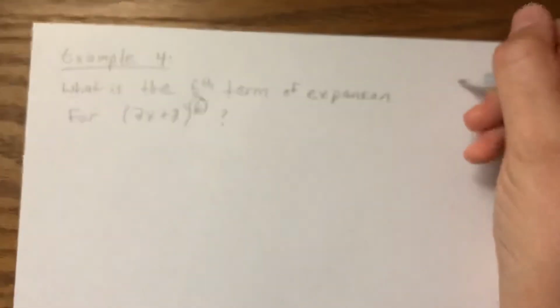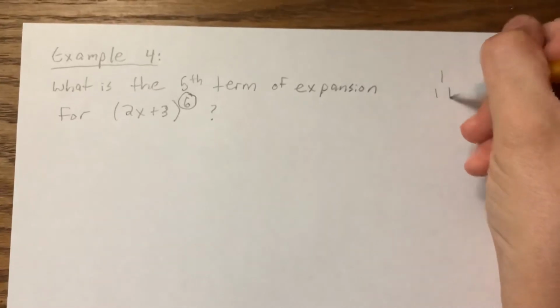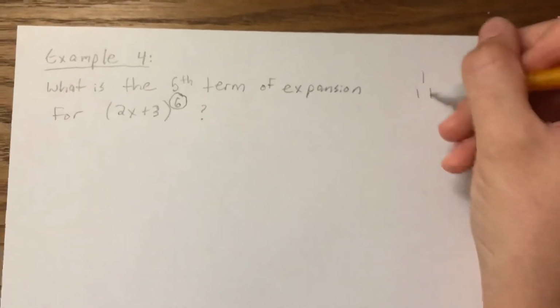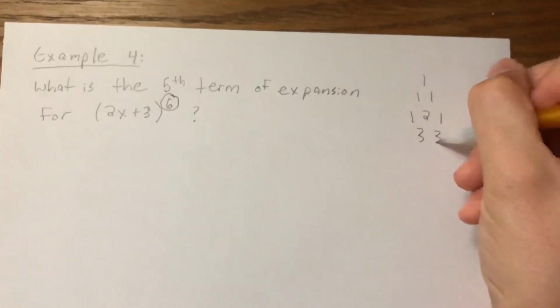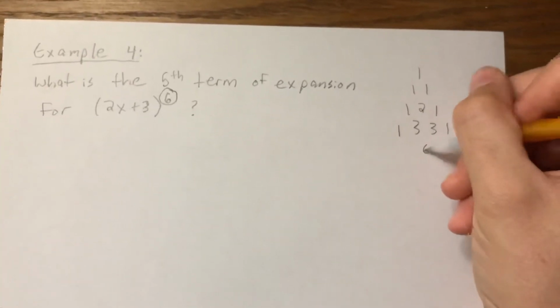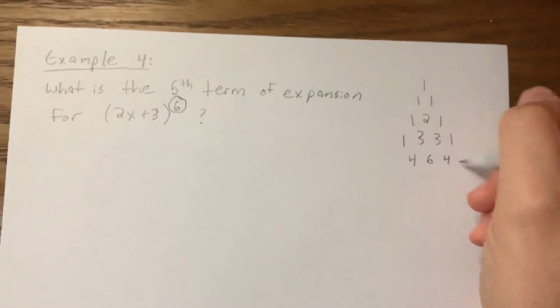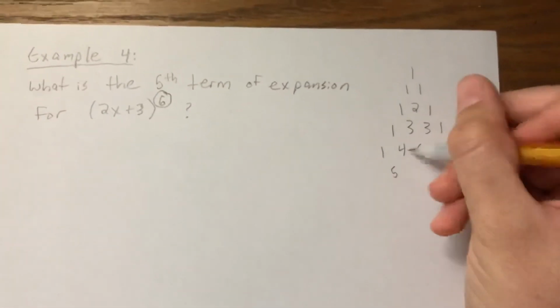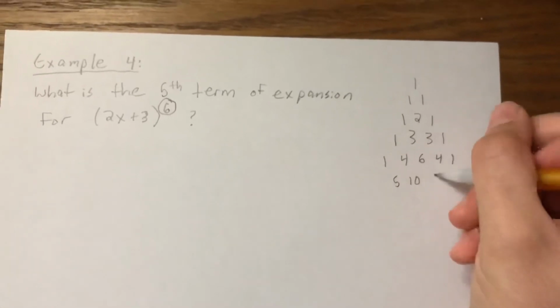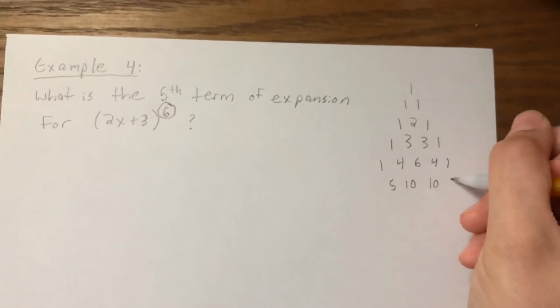Let's think about what that would be. I start with 1s, and then I add. 1 plus 1 is 2. 2 plus 1 is 3. 3 plus 3 is 6. 4, 4, 1. I'm just adding. 1 plus 4 is 5. 4 plus 6 is 10. 4 plus 1 is 5.